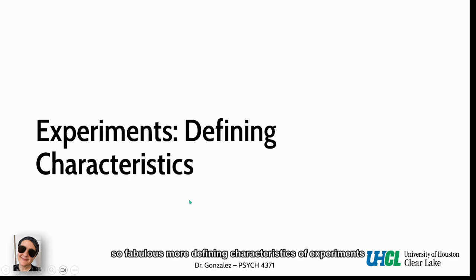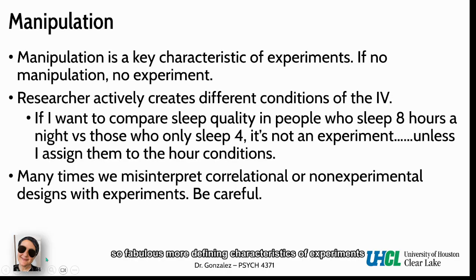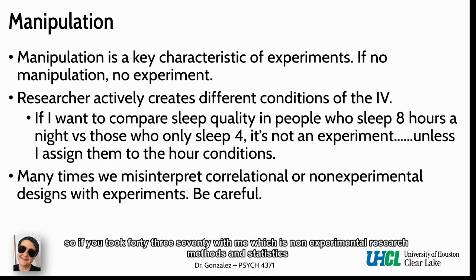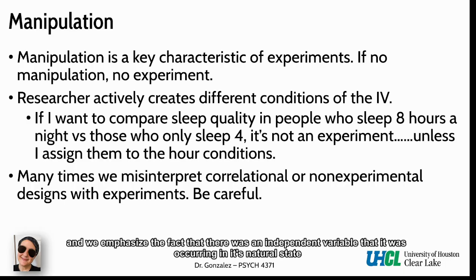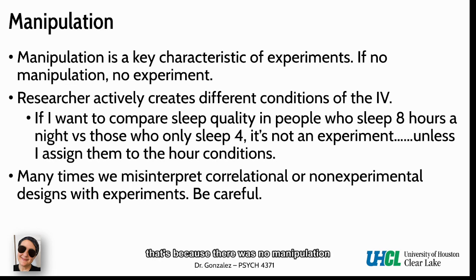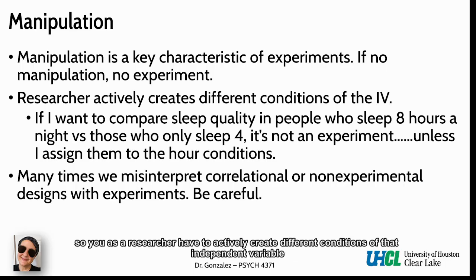So let's talk about some more defining characteristics of experiments. The first one we've talked about already is manipulation. So if you took 4370 with me, which is non-experimental research methods and statistics, we focused on association claims. And we emphasized the fact that there was an independent variable, but that it was occurring in its natural state. That's because there was no manipulation. An experiment has to have manipulation. So you as a researcher have to actively create different conditions of that independent variable.